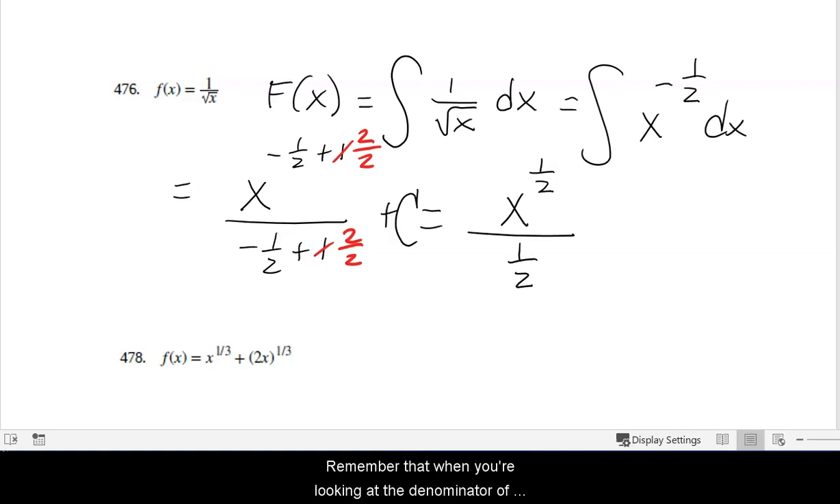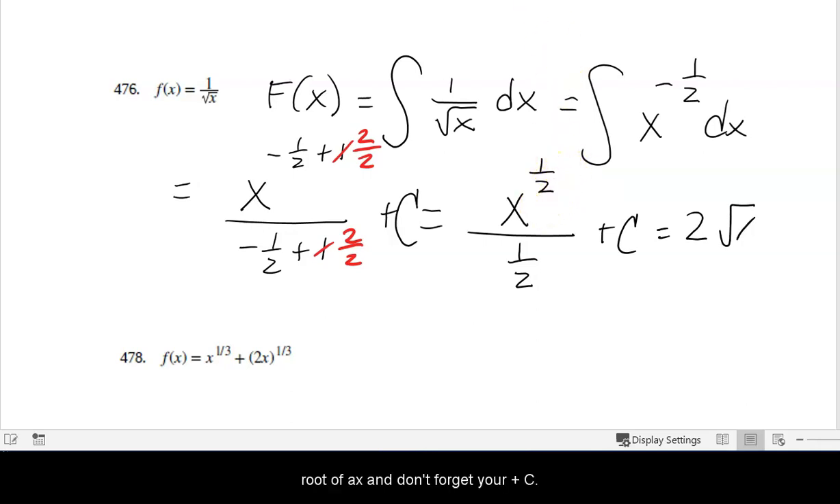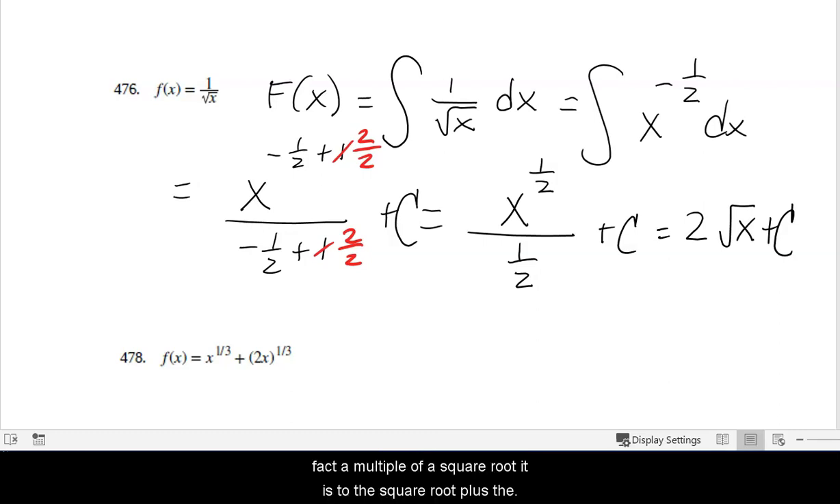Remember that when you're looking at the denominator of the denominator, by changing from dividing by a fraction to multiplying by the reciprocal, the bottom of the bottom becomes the top, and this will give me 2. Then I can rewrite the 1/2 power as the square root of x, and don't forget your plus C. That means that the antiderivative function is in fact a multiple of a square root. It is 2 the square root plus the constant.